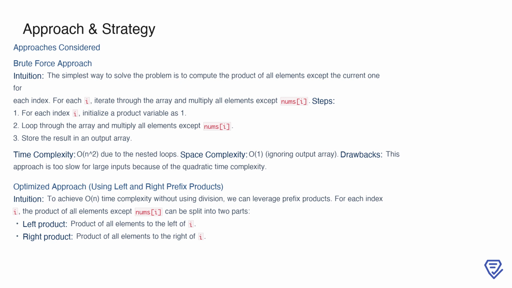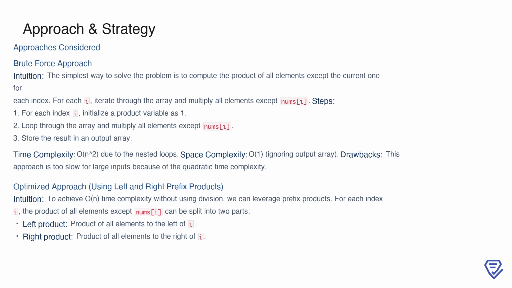One such alternative involves using prefix products, which brings us to our optimized approach. Here, the key insight is to split the product calculation into two components: the product of all elements to the left of the current index and the product of all elements to the right of it.